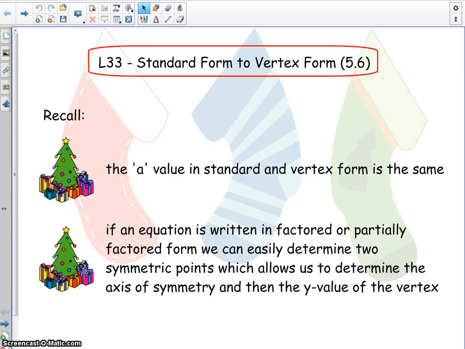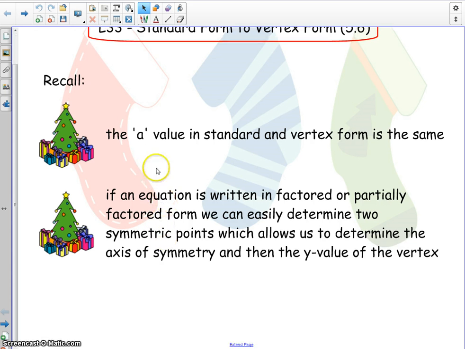Alright, so now you've seen four different forms of a quadratic: standard form, factored form, vertex form, and recently partially factored form. A couple things to recall before we start looking at how to move between these forms into vertex form.